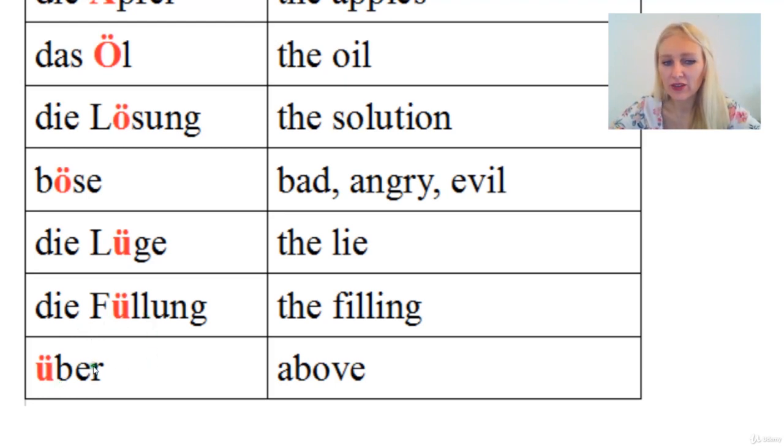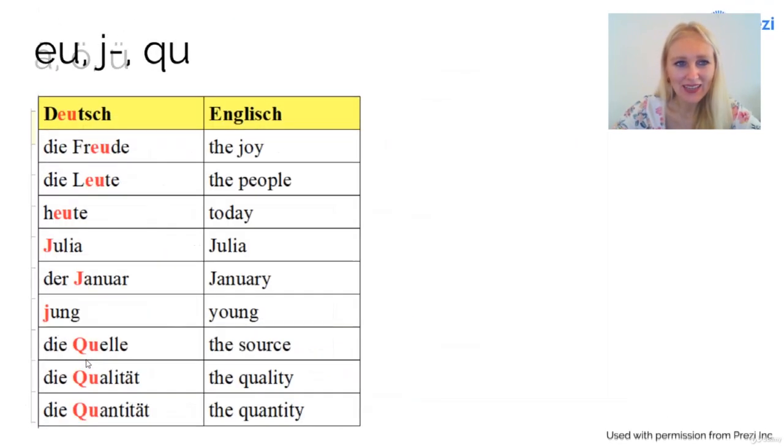Über, über. So here you see you have an R at the end. Right before that you have a vowel. Do you remember what you have to do here? Just pronounce it like an A. Über. Okay? So not über, über or anything. It's über. Okay? Good. Then the next one, Oi, J, Q, U.